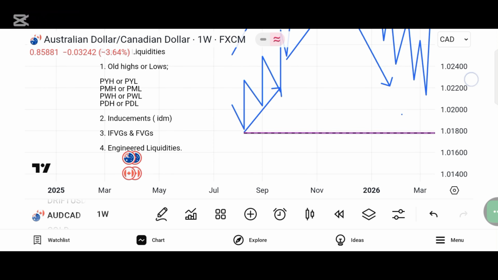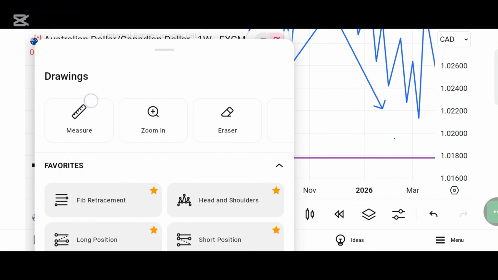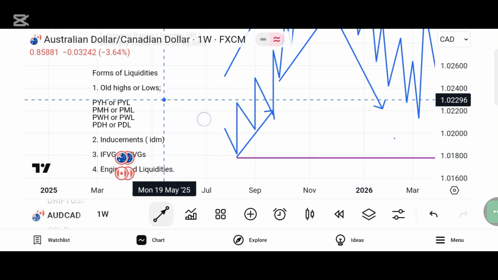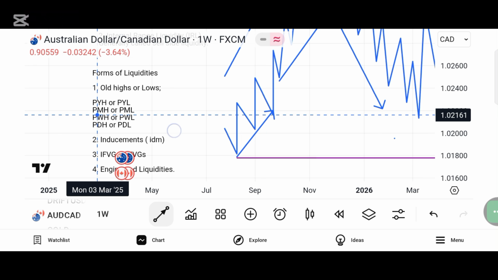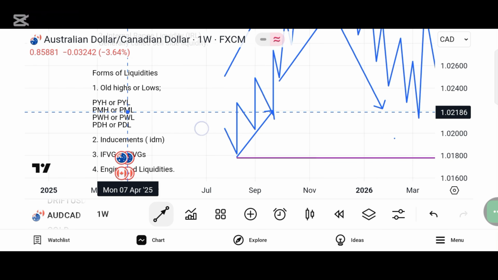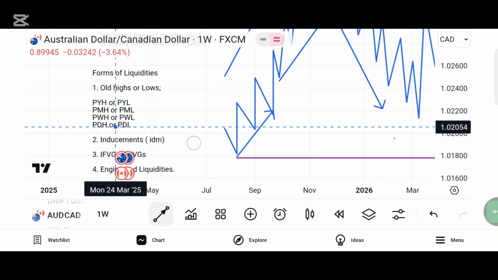Then this old high can actually be PYH or PYL. What it means is that this old high can actually be previous year high or previous year low, previous month high or previous month low, previous week high or previous week low, then previous day high or previous day low.